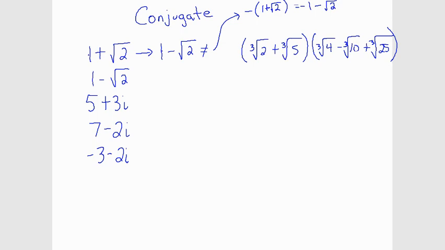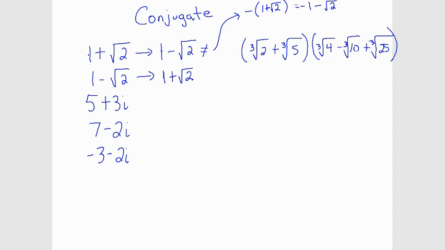So if 1 minus square root of 2 is the conjugate of 1 plus square root of 2, then what's the conjugate of 1 minus square root of 2? Well, we just change that middle sign to the opposite, so 1 plus square root of 2. So it's more accurate to say that 1 plus square root of 2 and 1 minus square root of 2 are conjugates of each other. But let's get back into complex numbers.